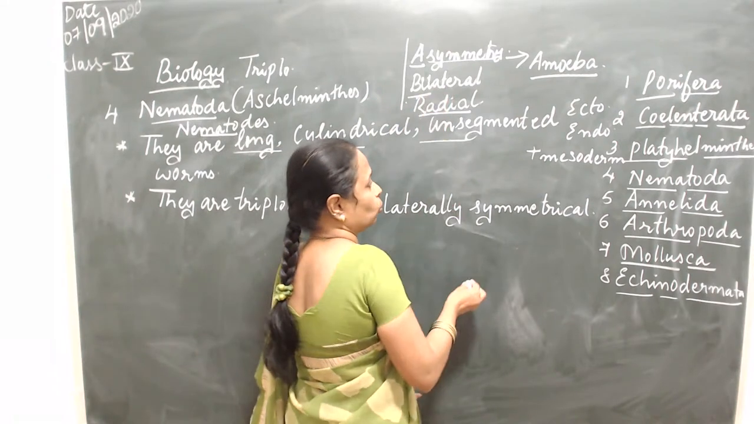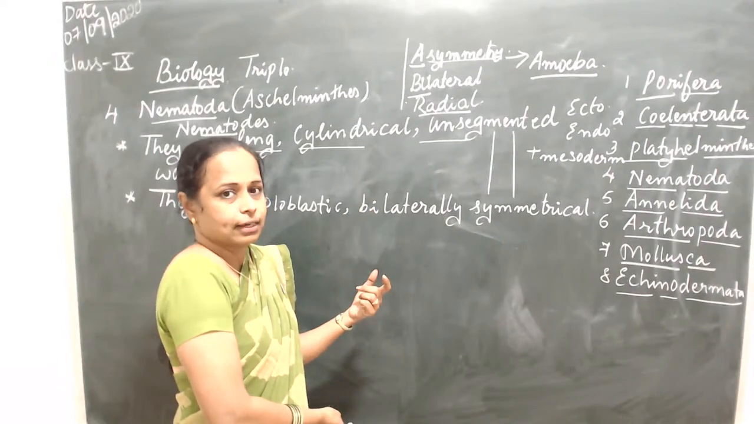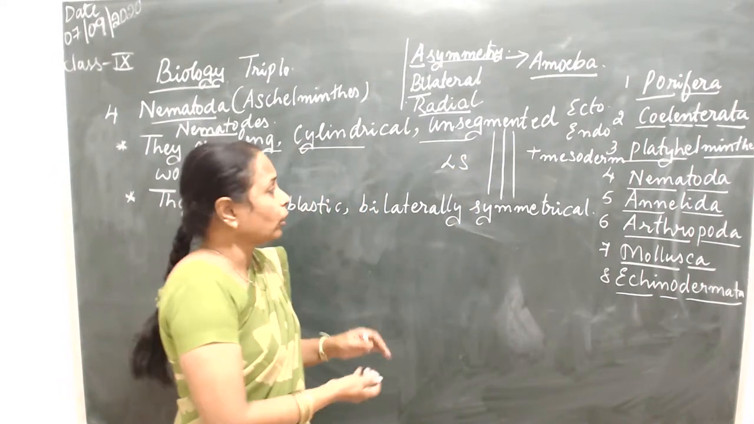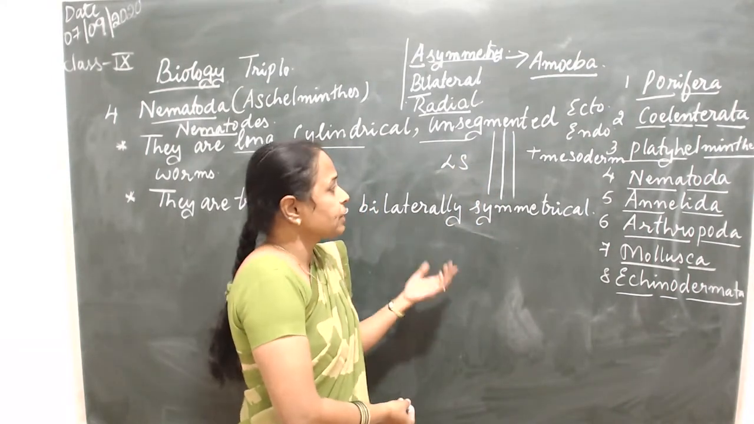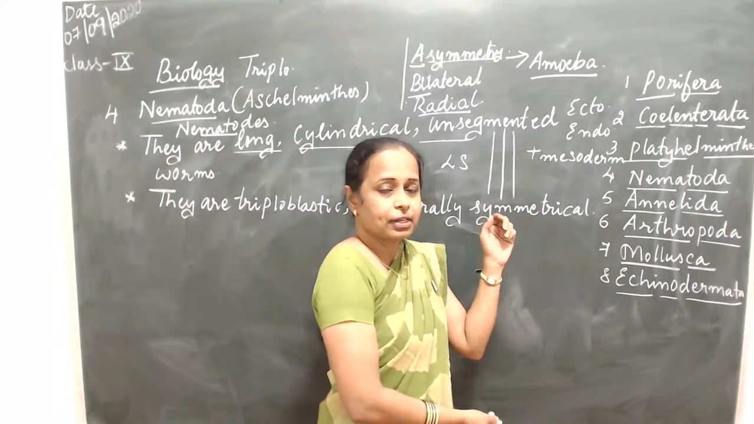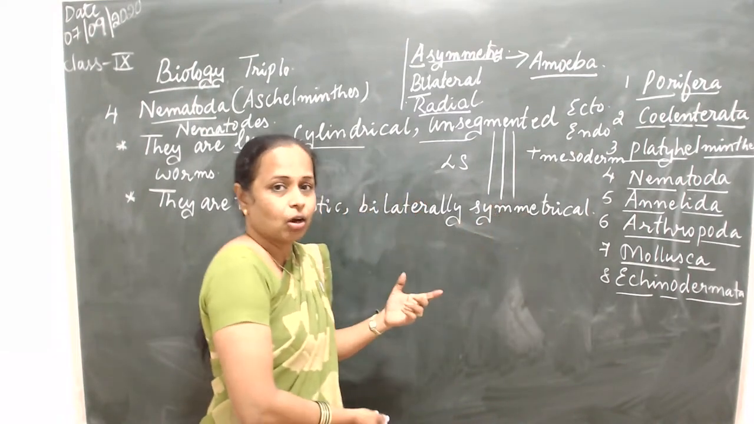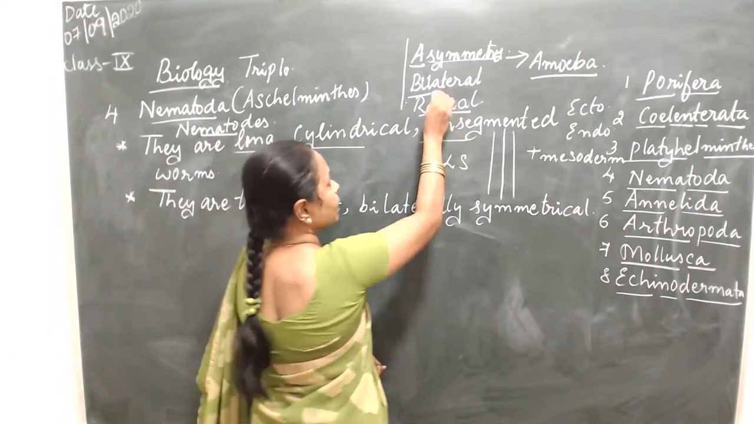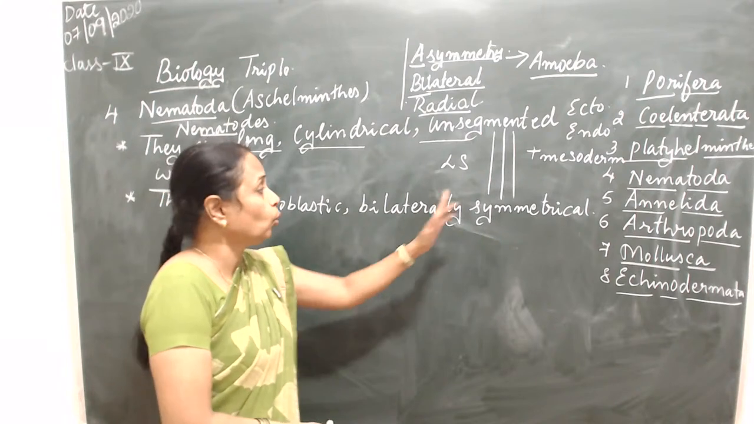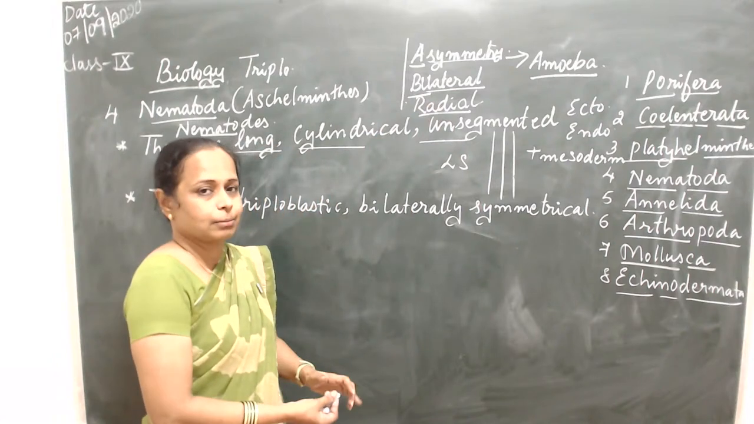Bi means two. If you take any organism which is elongated or lengthwise and try to divide it by a longitudinal section, then what happens? We can divide it into two equal halves. The best example we can take is our body. The organisms we have seen are long and cylindrical. Usually such organisms will be termed bilaterally symmetrical. The organisms which can be divided into two equal halves along their length are termed bilaterally symmetrical.